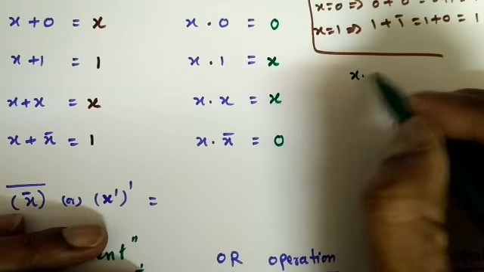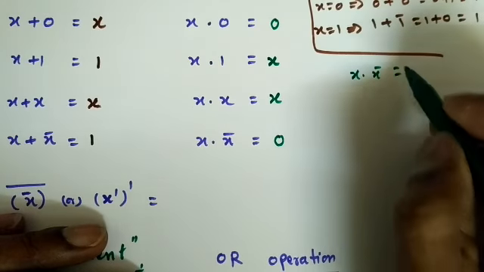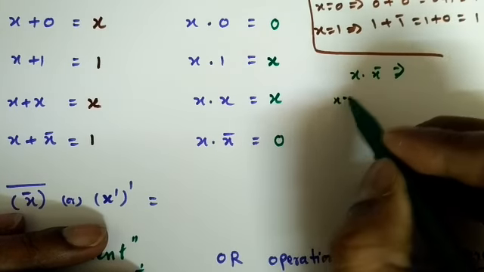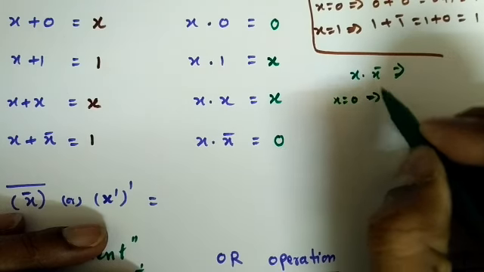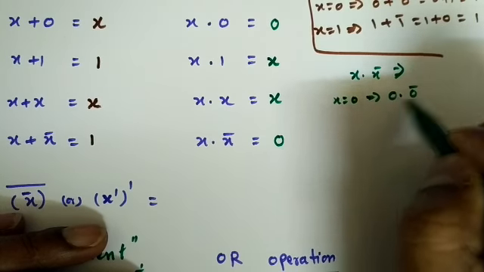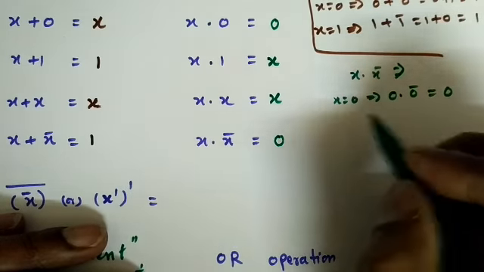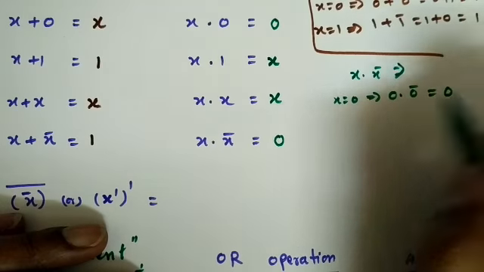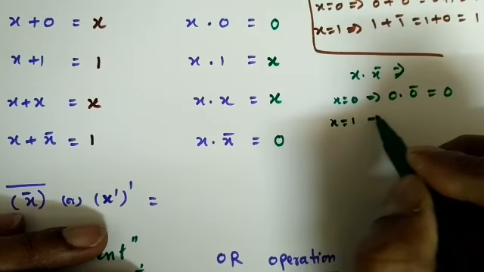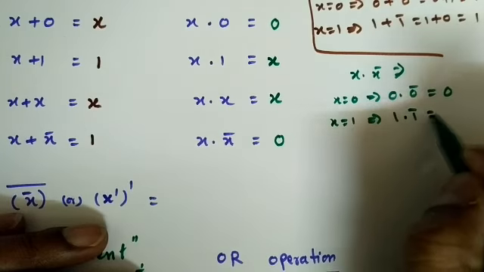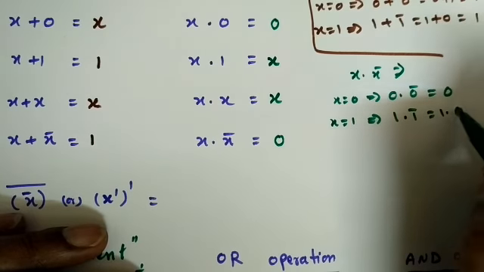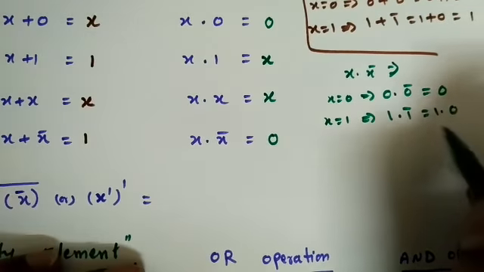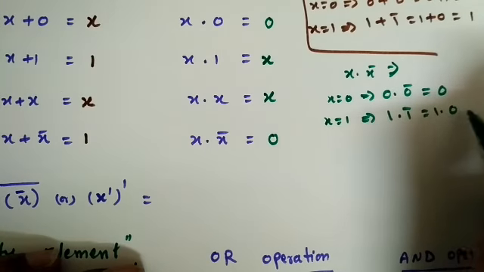So here x into x bar is equal to how much? Now if I substitute x is equal to 0, so 0 into 0 bar, 0 into anything will be 0. Or 0 bar means 1, 0 into 1, 0 only. If I substitute 1, it becomes 1 into 1 bar. What is 1 bar? It is nothing but 0, right? So by the invert axiom, 1 into 1 bar is 1 into 0, which is 0.